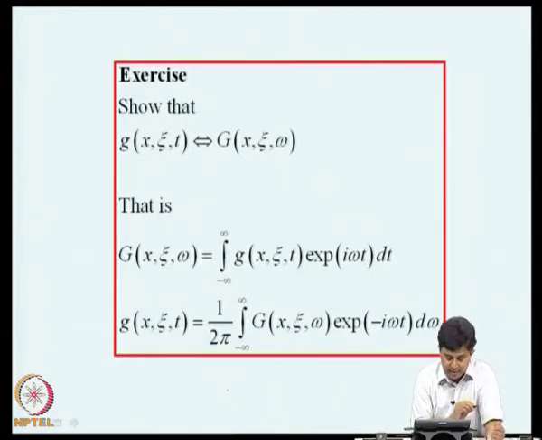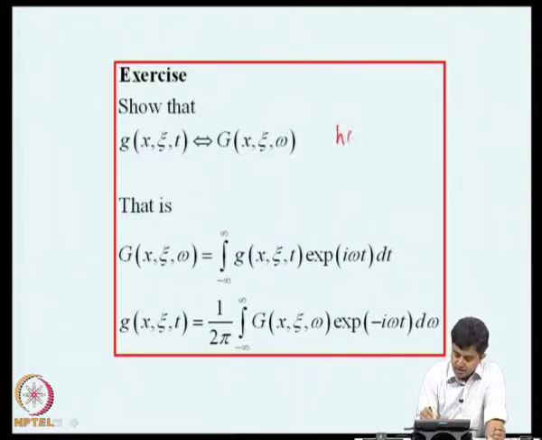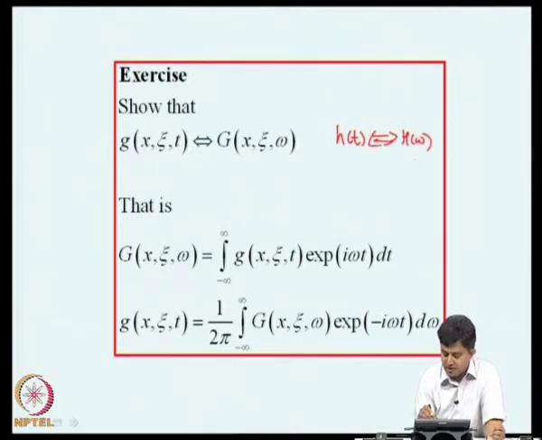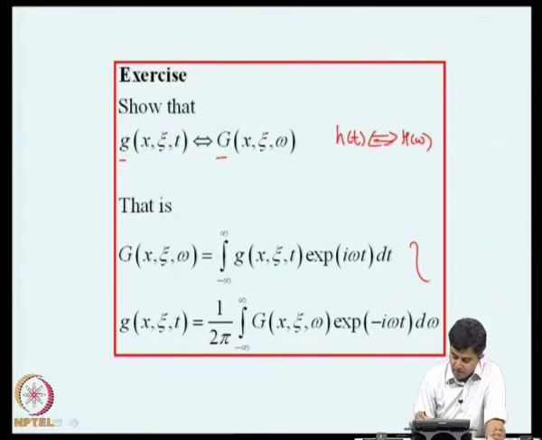Now, I suggest an exercise. You can show that the Green's function in time domain and Green's function in frequency domain form a Fourier transform pair. So, this is again analogous to the result that we have shown, that impulse response function and frequency response function for a discrete single degree as well as multi degree freedom system form a Fourier transform pair. That means, what you need to show is this G and this G satisfy this pair of equations.